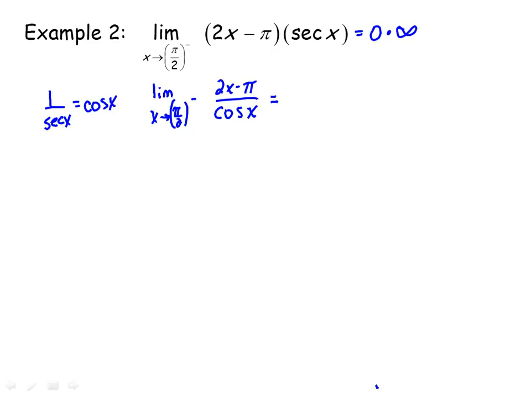Apply the limit. If we apply the limit on the top, we already know that if we plug pi over 2 in for x, we're going to get pi minus pi, which is going to be 0. What's cosine of 90 degrees? It is 0 also. So we do get the indeterminate form, and we are going to have to apply L'Hopital's rule. So let's go there.